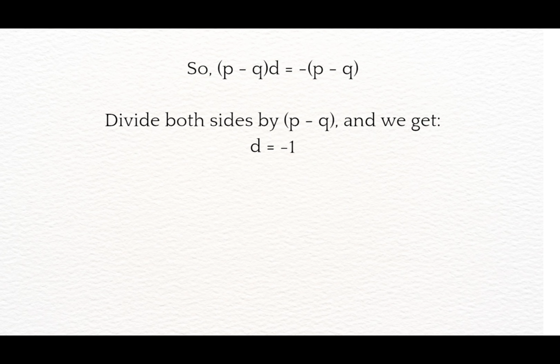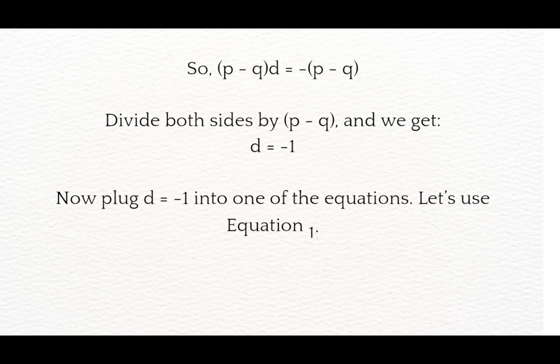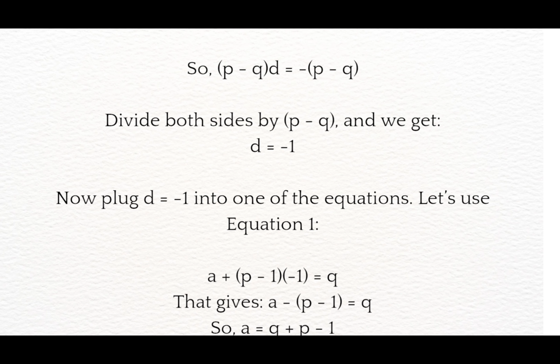So, (p-q)d = -(p-q). Divide both sides by (p-q), and we get d = -1. Aha! The common difference is negative, meaning our sequence is decreasing. Now plug d = -1 into one of the equations. Let's use equation 1: a + (p-1)(-1) = q.